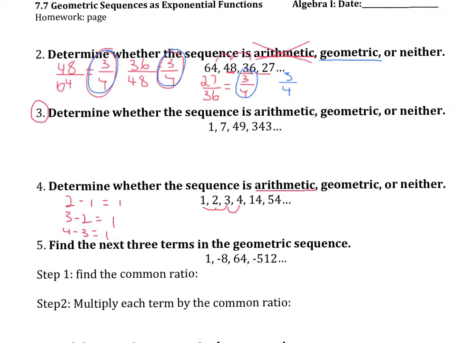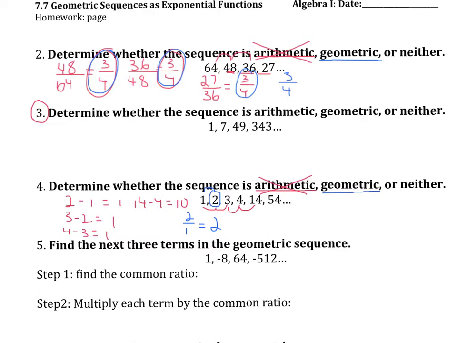So it looks promising so far until we get to the next one. The fourth and fifth term, 14 minus 4 is not 1. That's 10, right? So we don't have a common difference, which means this cannot be arithmetic. So let's see if it's geometric. If it's geometric, then it has a common ratio, right? So we can take our second term, put it on top of our first term, like we did in example 2. So we've got 2 over 1, which is 2.